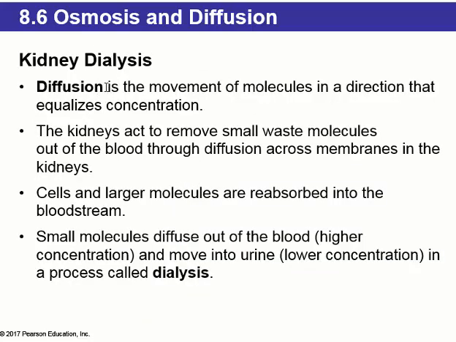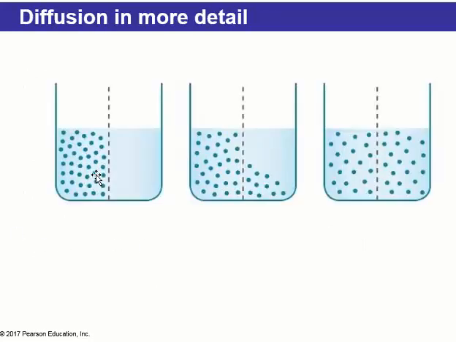The kidneys use diffusion to cleanse the blood by removing small waste molecules such as urea out of the blood. This process of diffusion, as the concentrated solutes in the blood are moved to the urine, is known as dialysis. So let's look at how this works in more detail.